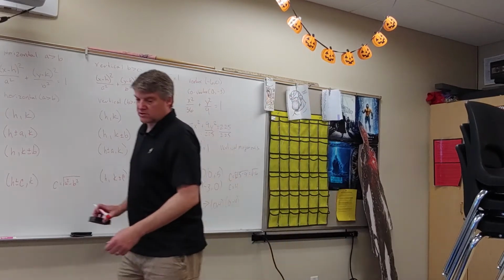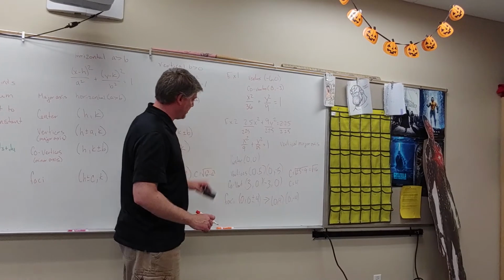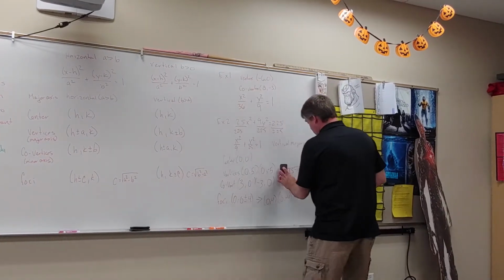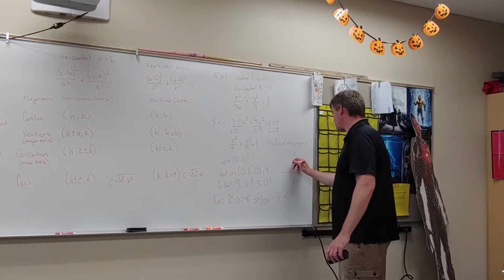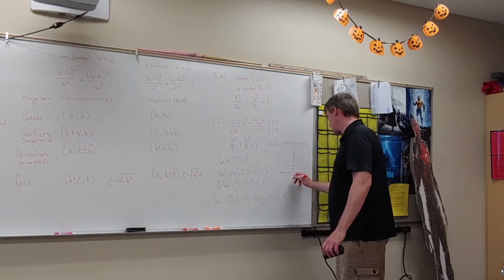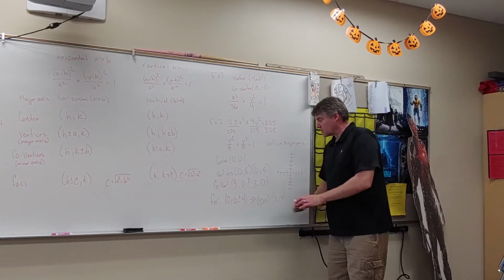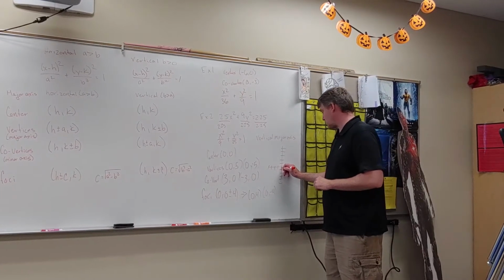Okay? So let's look at, oh, and I need to graph this. So I want to graph this here. I don't have a lot of room, so I'm going to erase this C here. 1, 2, 3, 4, 5. And so the first thing I'm going to do is plot my center. Okay, so my center is 0, 0.